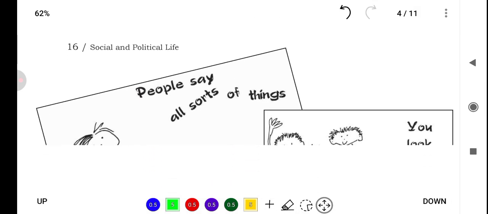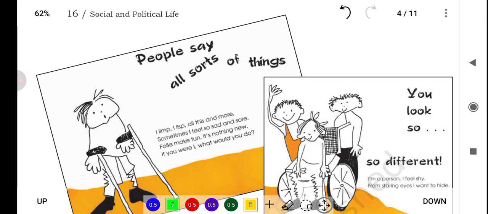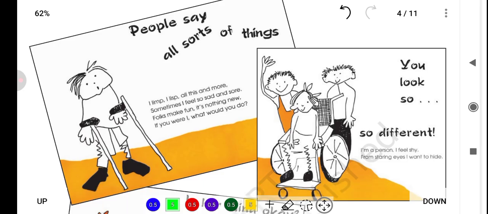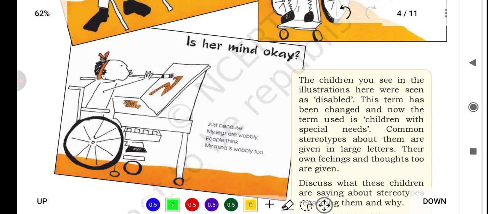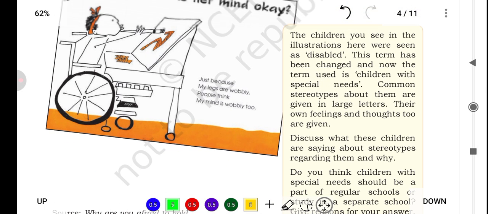Okay, here some pictures have been given. It is about the people who are specially abled. Okay, you can pause the page and read them. Children you see here in the illustrations were seen as disabled. The term has been changed, and now the term used is children with special needs. Stereotypes about them are given in large letters. Their own feelings and thoughts too are given. Discuss what these children are saying about stereotypes regarding them and why.